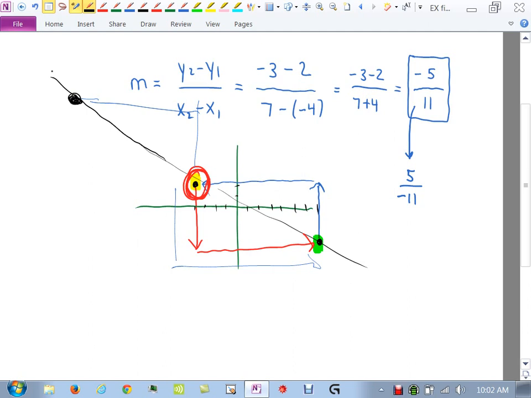So the slope allows you, once you have the slope of a line, to just hop around and get a bunch of points on your line. That's what it will allow you to do. So the slope is very important to us. Let's try another one.